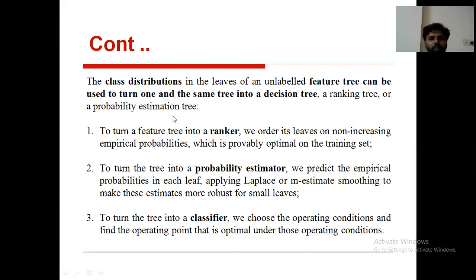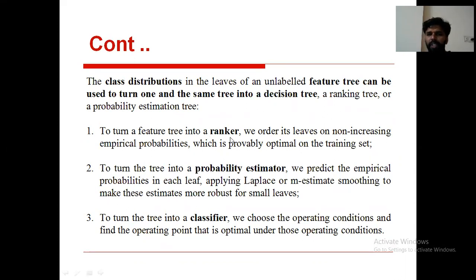Here, what are the points we need to consider to construct a decision tree? To turn a feature tree into a ranker, what do we need to do? To turn a feature tree into a probability estimator, what do we need to do? To turn a tree into a classifier, what do we need to do? Right? These 3 important points we need to remember: how the feature tree is turned into a decision tree by using ranking with the probability estimator as a classifier.